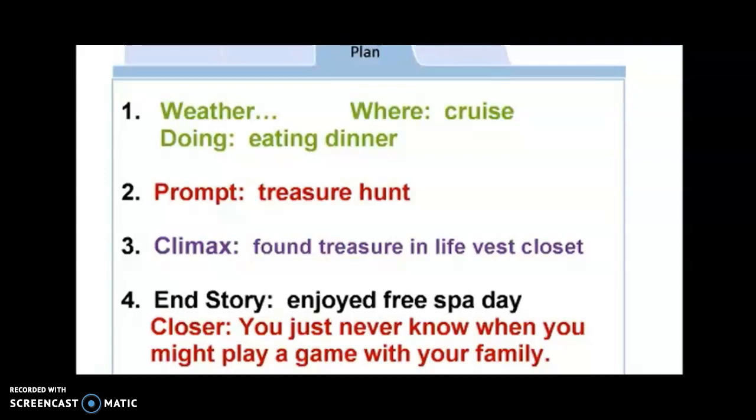Underneath weather and where is what you are doing at the very beginning of the story before you ever play the game. You do not talk about the prompt yet. In this paragraph, you're simply setting the scene. So look at where you are and tell me what you're doing there. I was on a cruise ship, so I'm eating dinner.